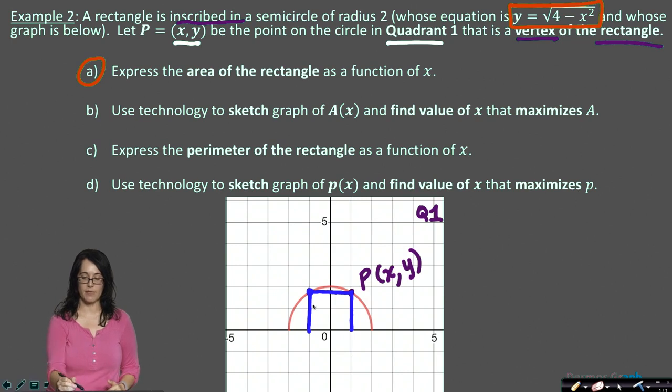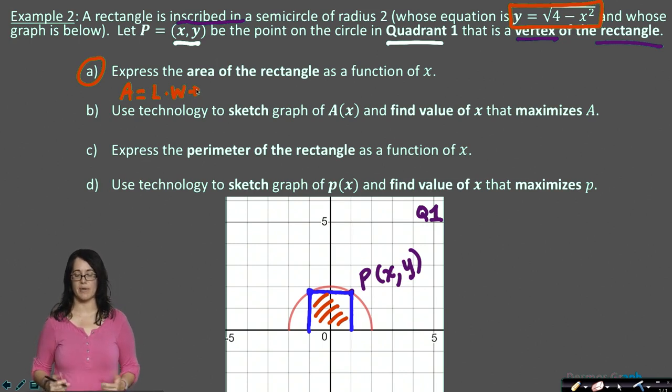Well, if we're thinking area, we're thinking coverage, right? That's what area usually refers to. So area equals what formula again for a rectangle? That's right. You have a length times a width. So now we're going to have to think through how we could describe our length and our width based on the information that has been provided. This is where you have to do a little bit of thinking again.